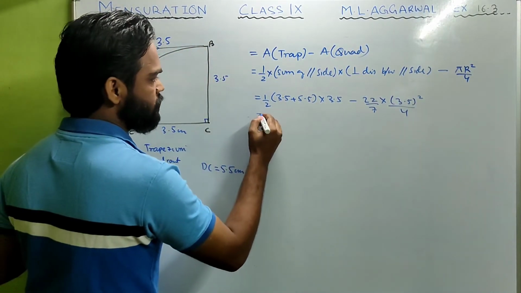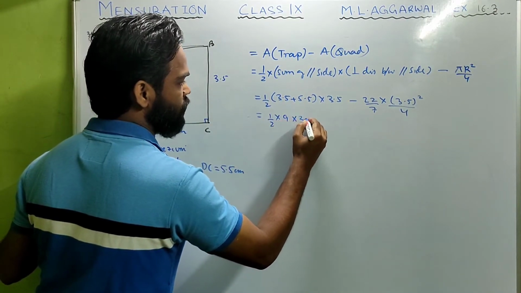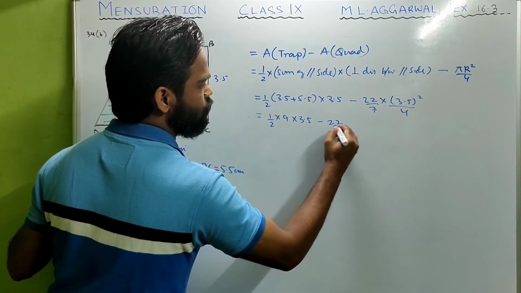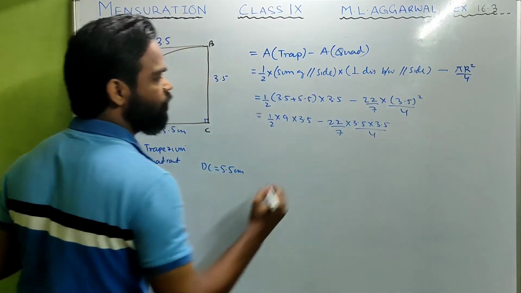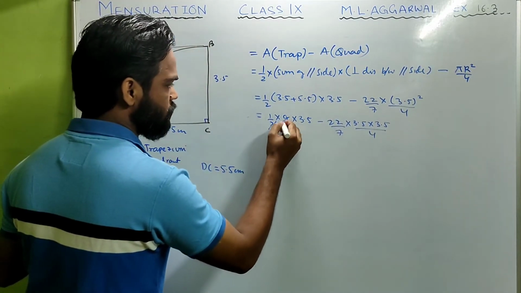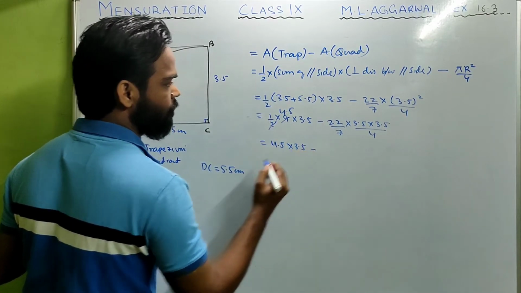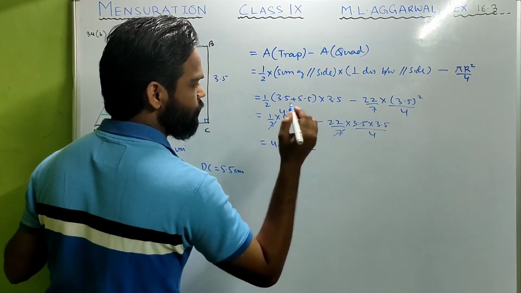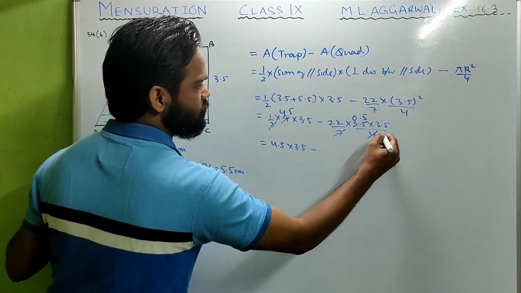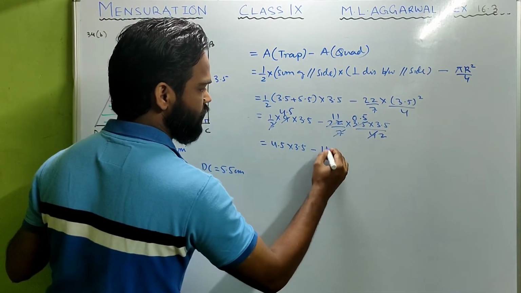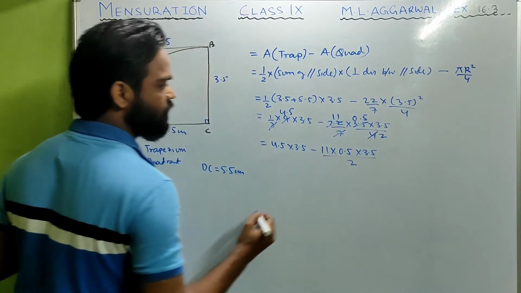Done. This is half multiplied by 5, 6, 7, 8, 9 multiplied by 3.5 minus 22 by 7 multiplied by 3.5 multiplied by 3.5 by 4. Just calculate this. This is 4.5. So that's 4.5 multiplied by 3.5 minus 0.5 times 11, so that's 11 multiplied by 0.5 multiplied by 3.5 by 2.